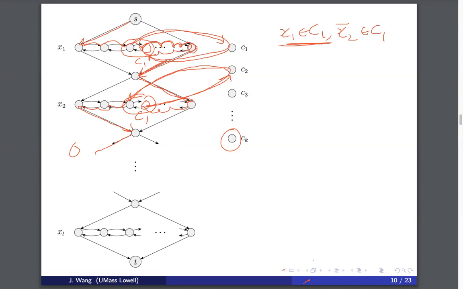So this time, let's say this may not be. The actual thing is a little bit more complicated, but let me change this. Let me just say S2 bar is in C2. Then this will go, so this is true.